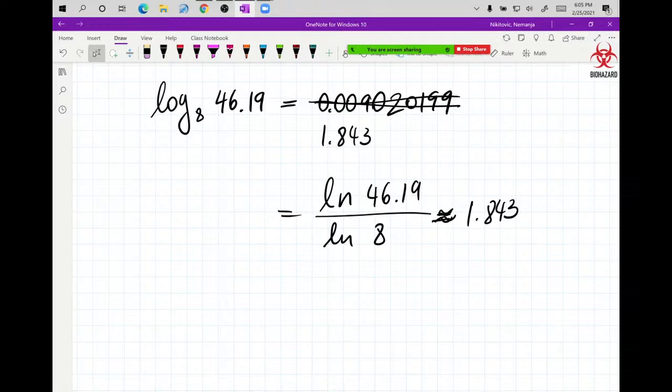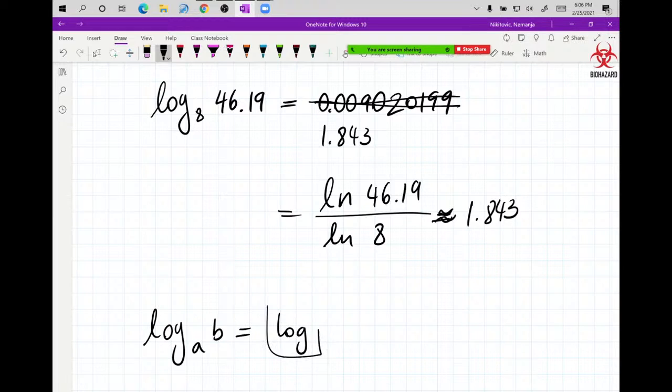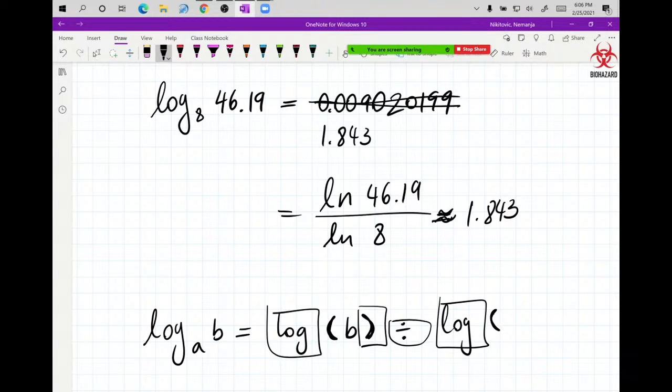So, guys, when you have the log base A of B, you have to type in the log, which is the button. It will open the parenthesis. Then you put your B, and you have to close the parenthesis, which is another button you click. And then you do your division sign, which is a button. And then you have another log button, which opens the parenthesis automatically.